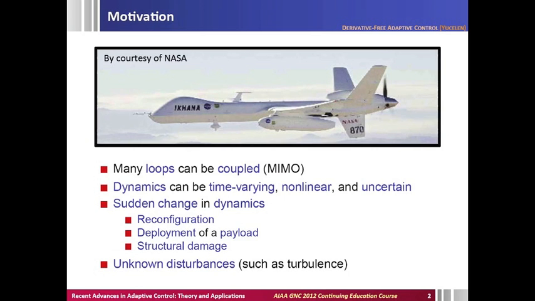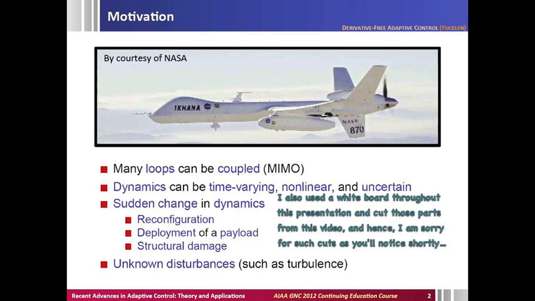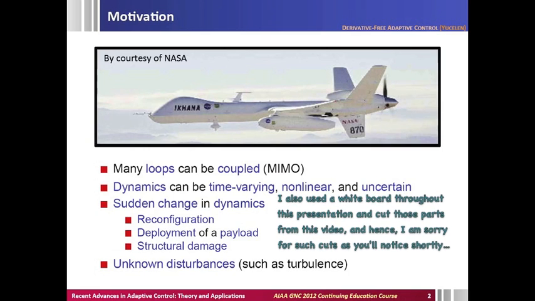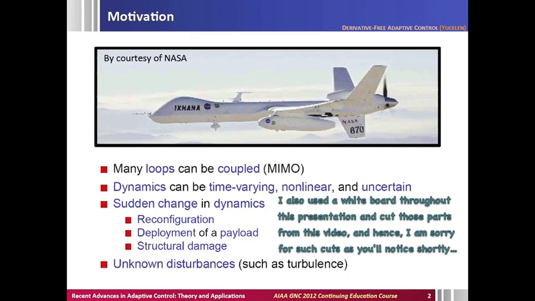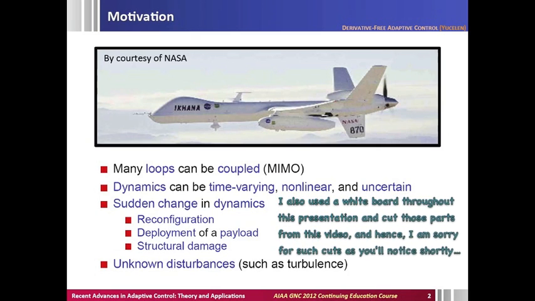We deal with, again, these kind of systems. We have coupled loops, and dynamics can be time-varying, nonlinear, and uncertain. And also, due to damages and sudden changes, we can have those due to reconfiguration, deployment of a payload, or damage. And also, these uncertainties can be based on unknown disturbances.